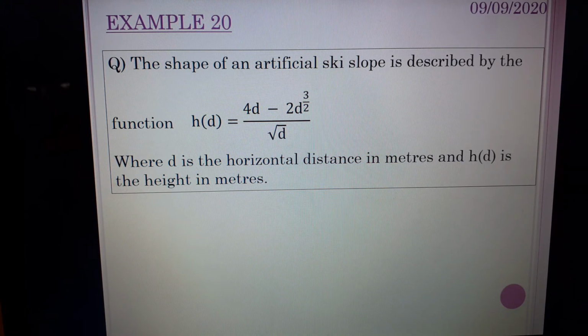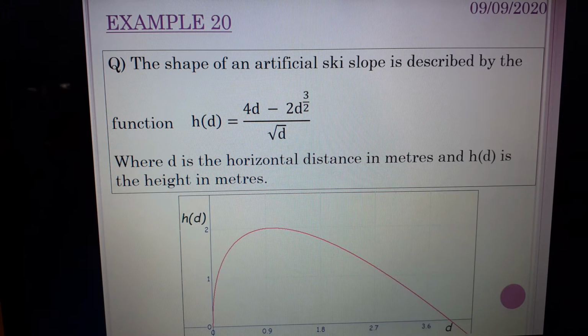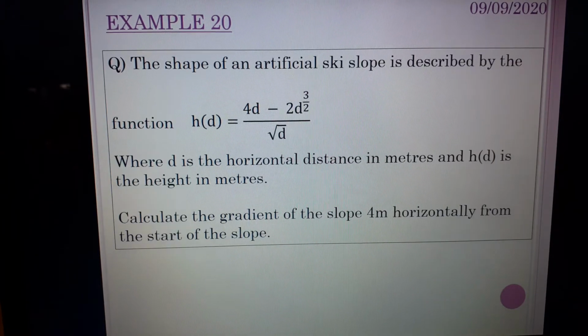Okay, so h of d equals 4d minus 2d to the power 3 over 2 divided by the square root of d. So d is the horizontal distance in meters and h of d is the height in meters. This is what the graph looks like. Okay, so what we're going to be doing here is to calculate the gradient of the slope 4 meters horizontally from the start of the slope.